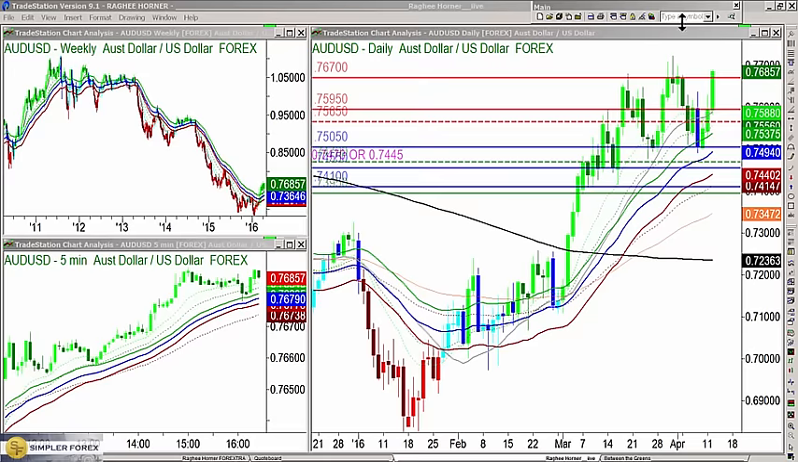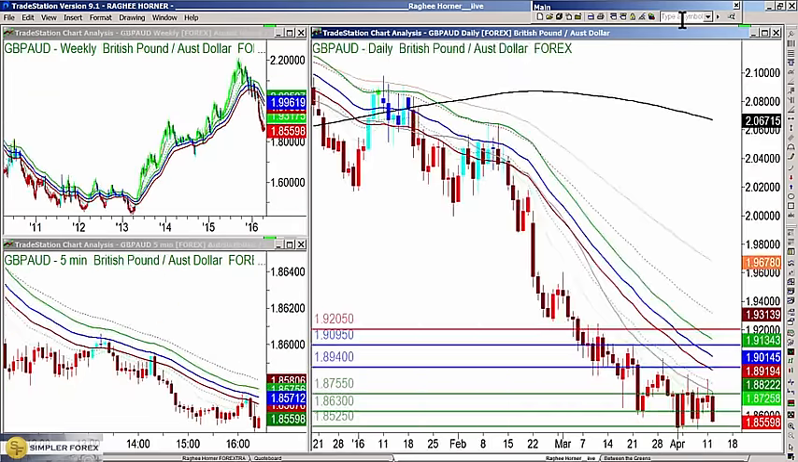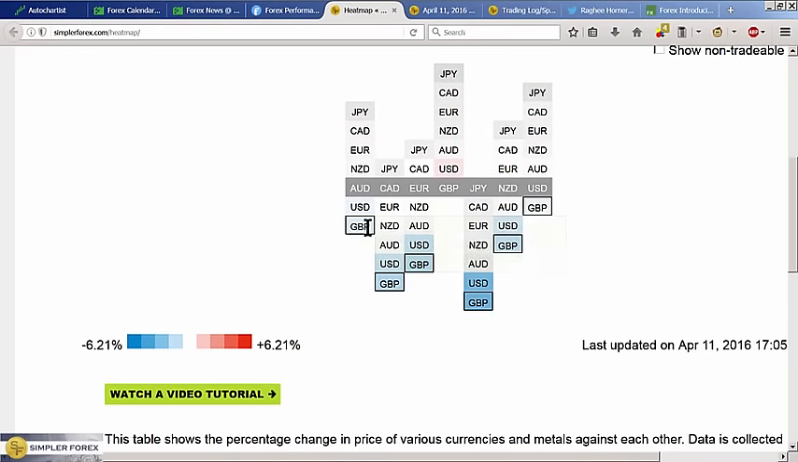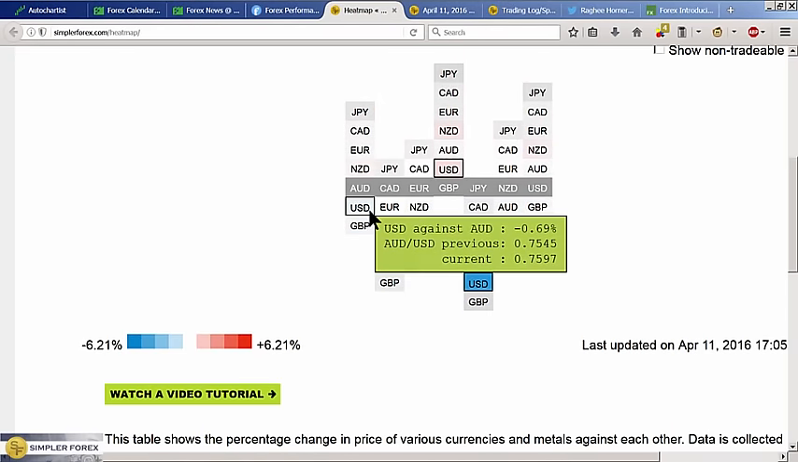I want to look for opportunities to buy Aussie versus US, and actually also short the pound Aussie. Again, these are both Australian dollar buys against two of the weakest individual currency stories that we have. These two are just a gift that keeps on giving.